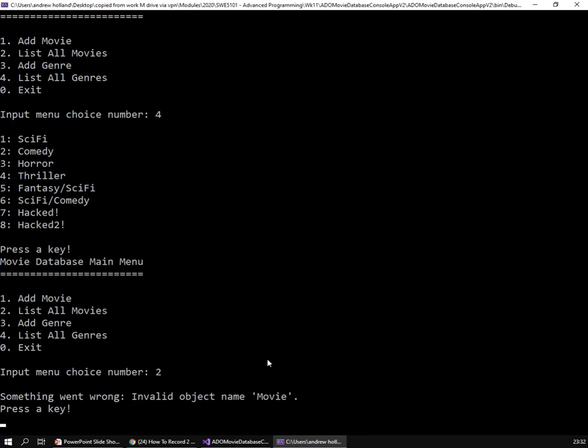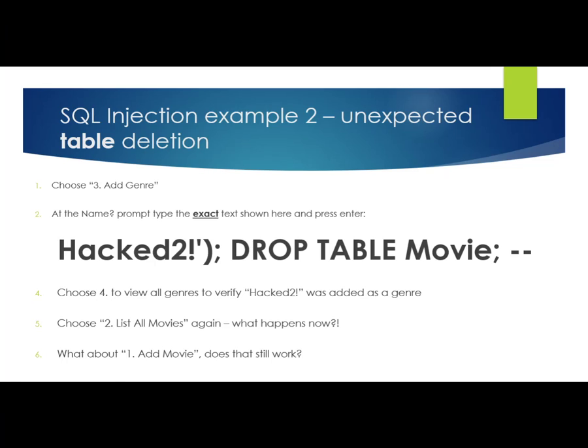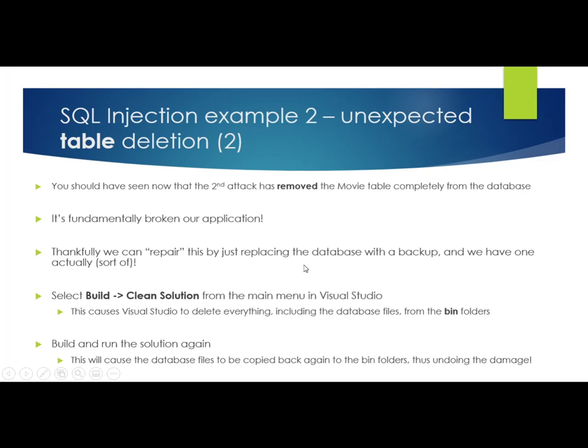And sure enough, if I was to look in a database, which I won't do right now, but if I was looking at a database on the SQL server, you'll see that actually that movie table has disappeared from the SQL server. It's gone completely. That's not good, is it? So we've broken the application, and we can actually restore it in this case, because the database itself lives in this example in the root folder of the project. So we can just do build clean solution from Visual Studio and then rebuild again, and that will cause the database to be copied back into the bin folder again, and it's fine. That'll fix the problem on this one occasion.